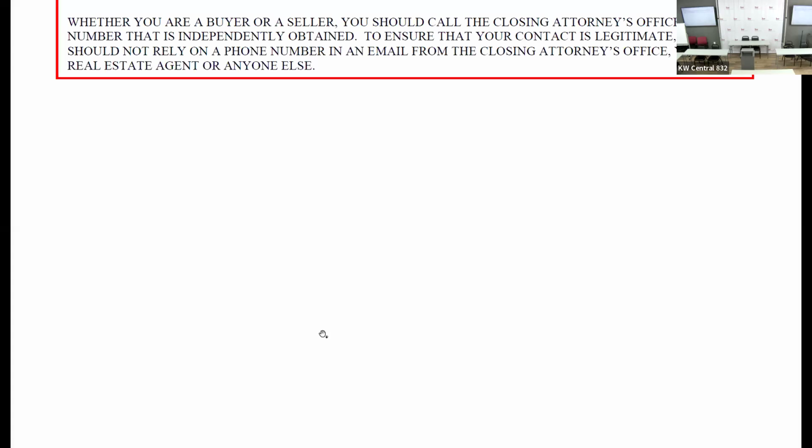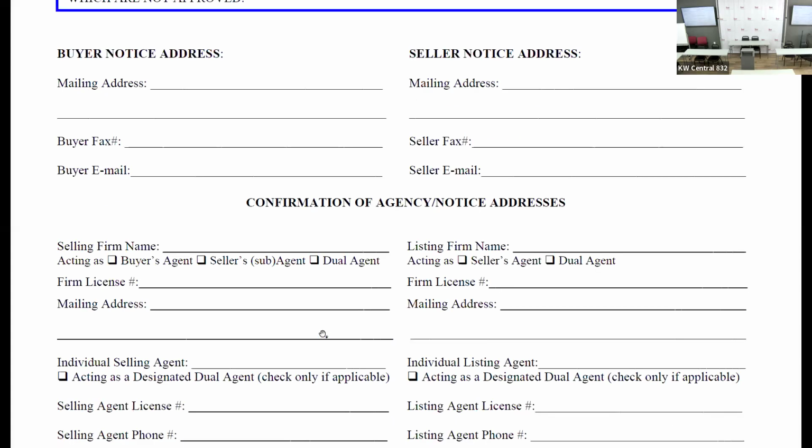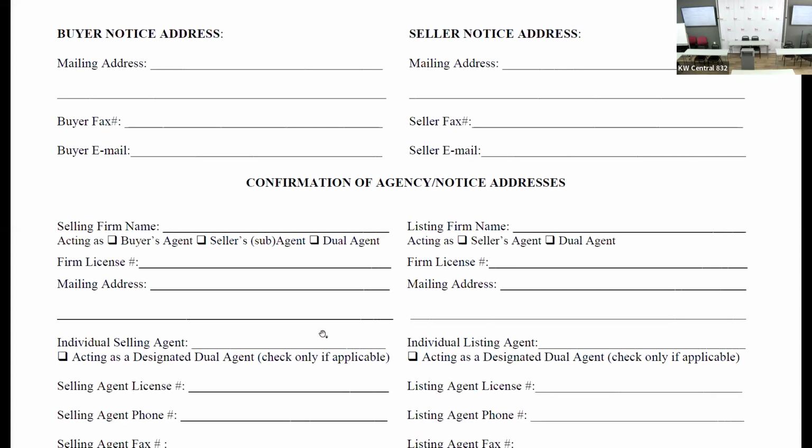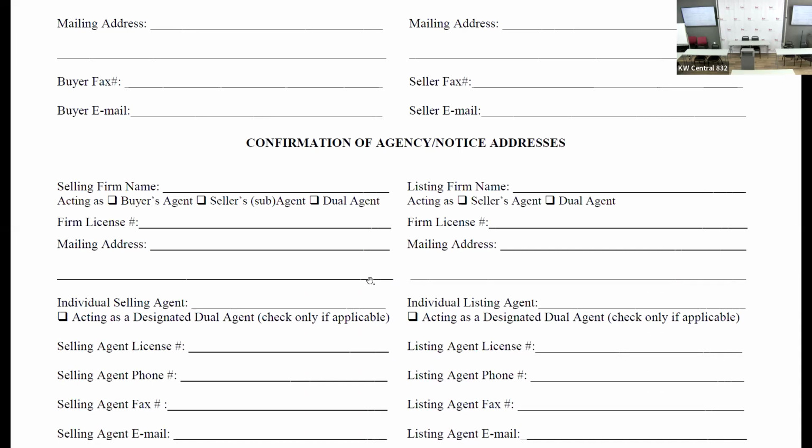I was also going to cover vacant land. Not a whole lot of difference there, just really disclosures on utilities, well, septic, that sort of thing. Other than that, they mirror each other pretty well. One thing I will say on here, confirmation of agency and notice addresses.